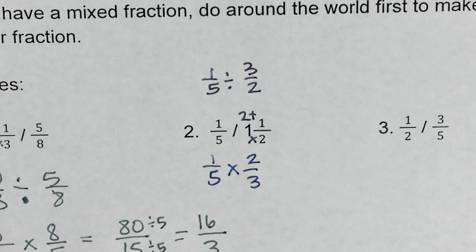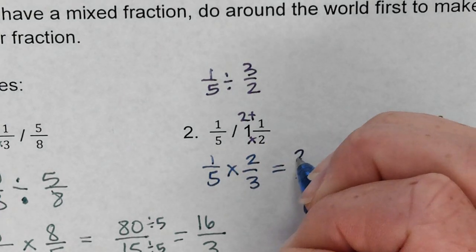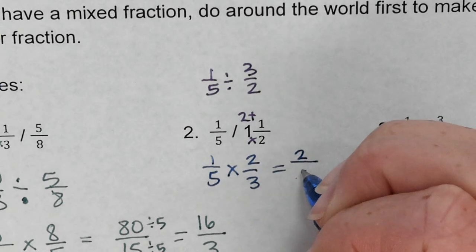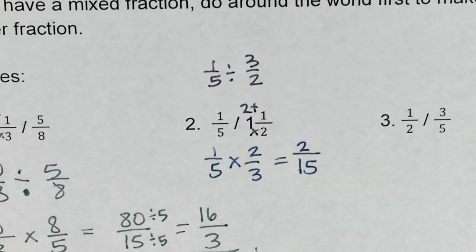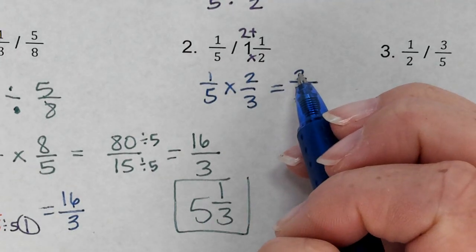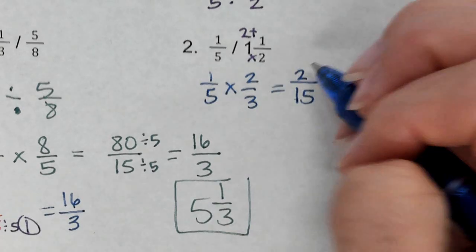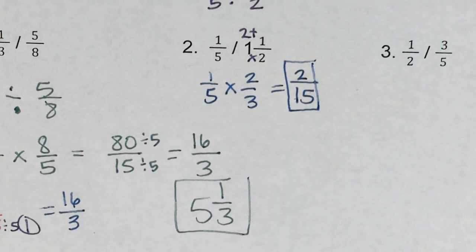Nothing can even be simplified in this, can it? So I'm going to multiply straight across. 1 times 2 is 2. 5 times 3 is 15, and I ask myself, can that be simplified? No. 2 can be divided by 2, but 15 cannot. It would make a decimal. So I'm done. Now from here on out, I'm not going to talk about cross simplification because I don't want to confuse anybody. But if you got it and you're good with it, you may use it.